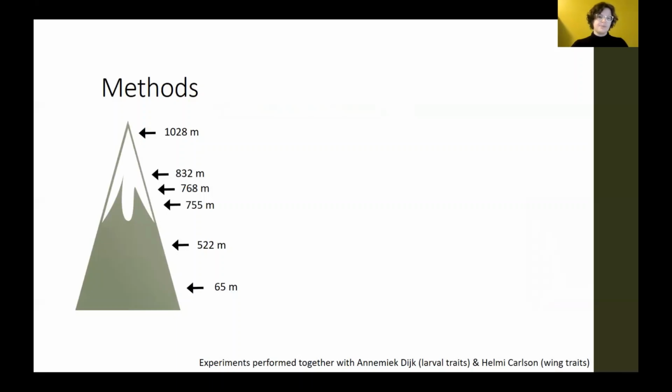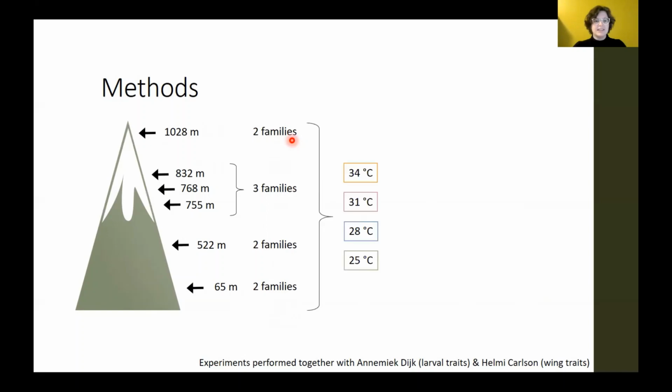What we did is we collected these butterflies across this altitudinal gradient at 6 altitudes. At each of these 3, we had 2 families. For each of these altitudes, we only had 1 family that we could collect. So we combined them into one group because they're also quite close to each other. That left us with 4 altitude groups, each with 2 or 3 families.